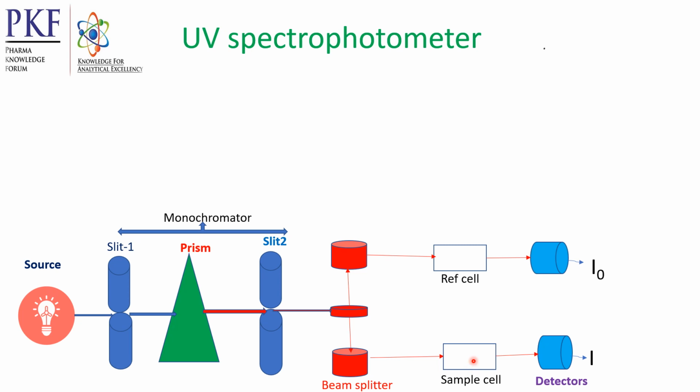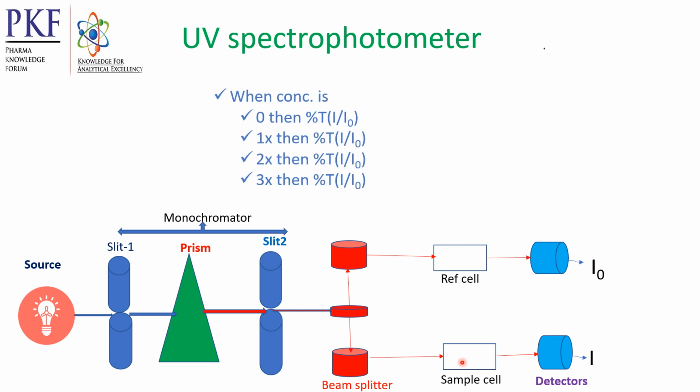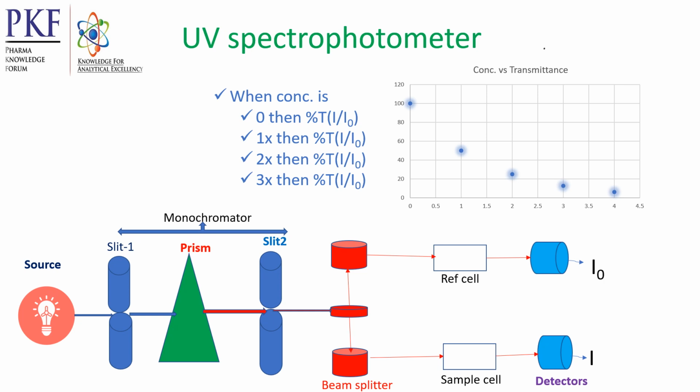At the initial stage, as there is no sample solution in the sample cell, light passes through the sample cell, that is I, equal to the light passing through the reference cell, that is I0. Hence transmittance I divided by I0 is equal to 1 or 100%. Now let us see the impact of sample concentration on transmittance. When sample concentration is 0, transmittance is 100%.